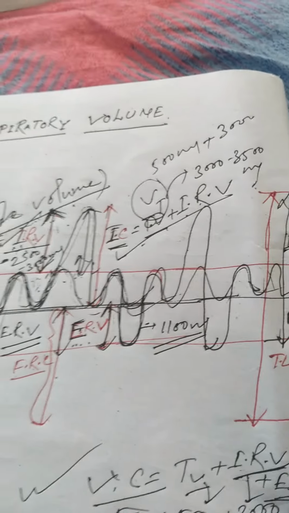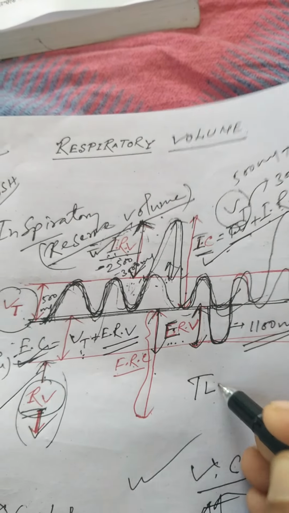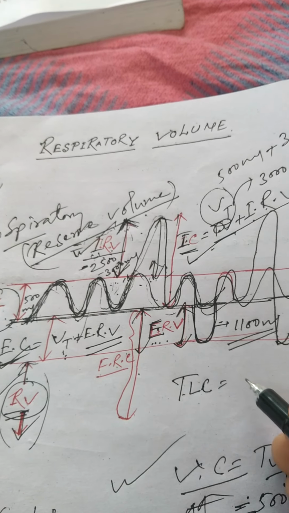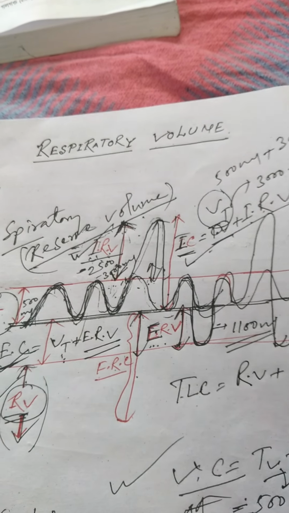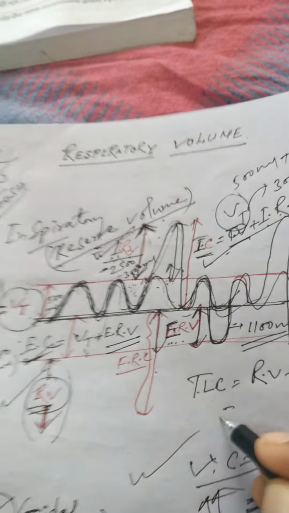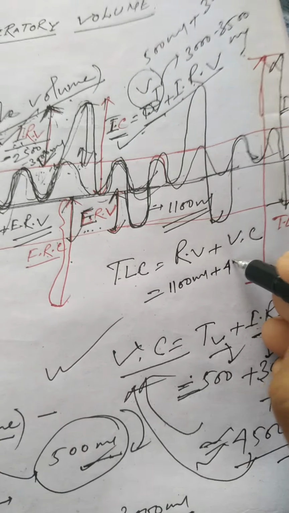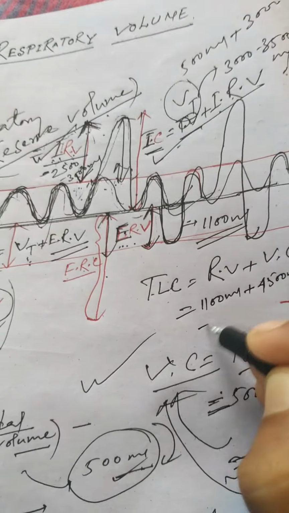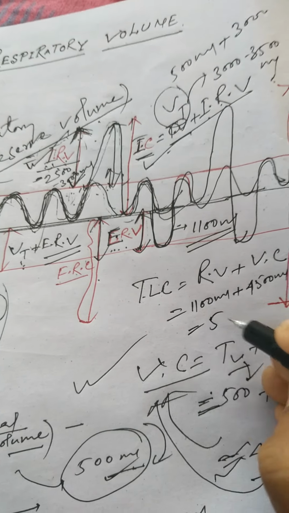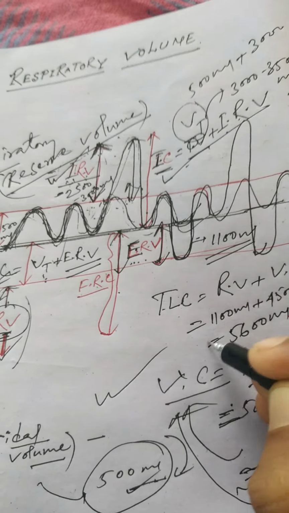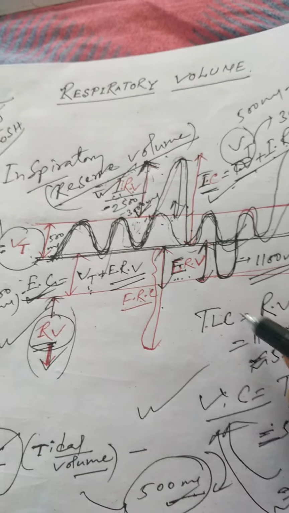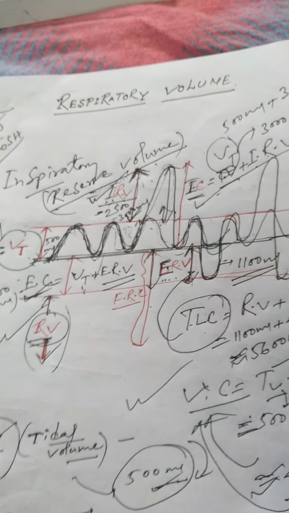And if we come to the total lung capacity, TLC equals residual volume plus VC, vital capacity. Residual volume is near about 1100 ml, and vital capacity we have got as 4.5 liter or 4500 ml. So the value will be near about 5600 ml. This is the total lung capacity.